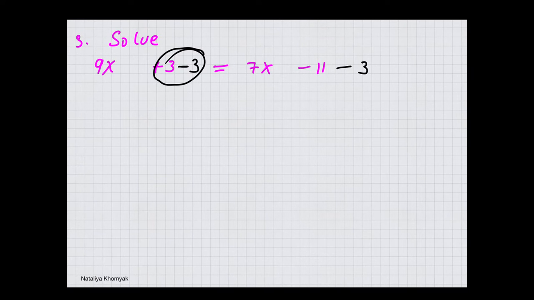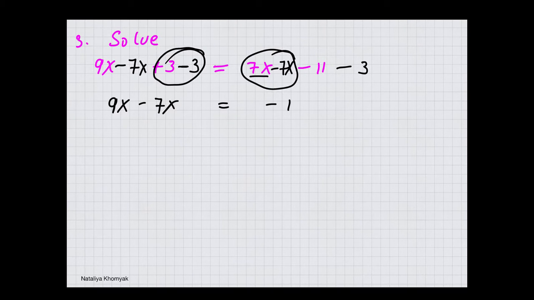Now I also have x values on both sides of the equal sign. And my plan is to get rid of the 7x here by doing the additive inverse of 7x on both sides of the equal sign. Thus this will be a 0. So now we have 9x minus 7x on one side of the equal sign equals negative 11 minus 3.